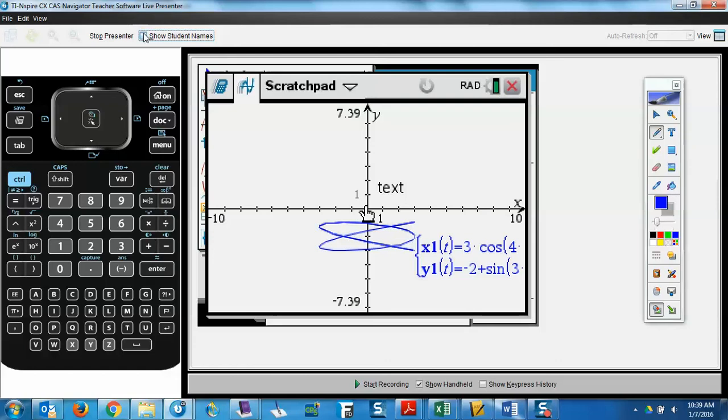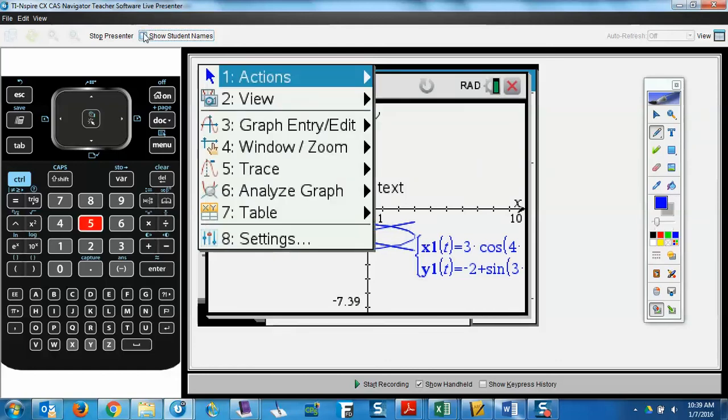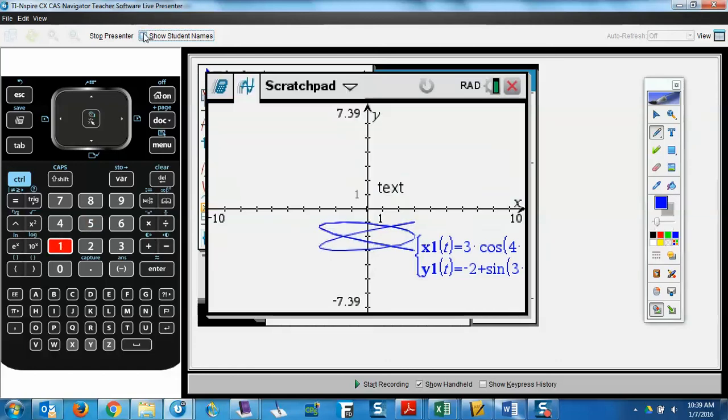Okay. So now trace on that. I always think this part's interesting too. Caleb, trace on that and start at 0, which would be t equals 0. So type in a 0. Okay, so that's where it starts. And then just hit your right arrow. It's just kind of interesting to see. Okay, so it's going that way, and then coming back around.